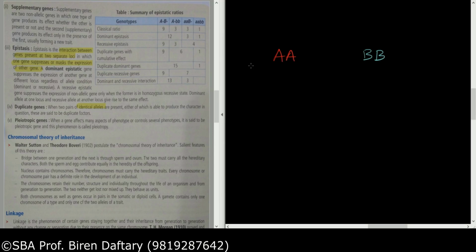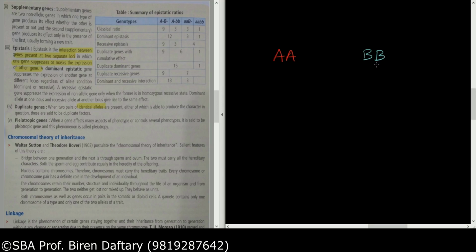So when two pairs of identical alleles are present, either of which is able to produce the character in question, these are said to be duplicate factors. So what they mean to say is this capital A can produce an effect. The same effect can be produced by capital B when they are present alone.